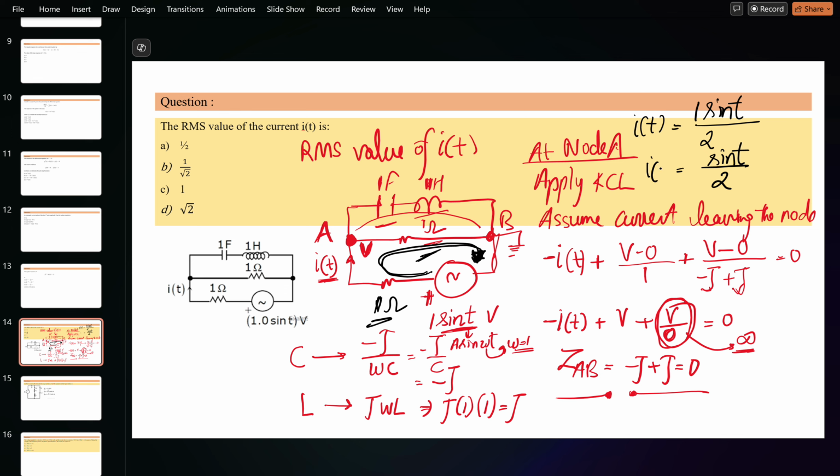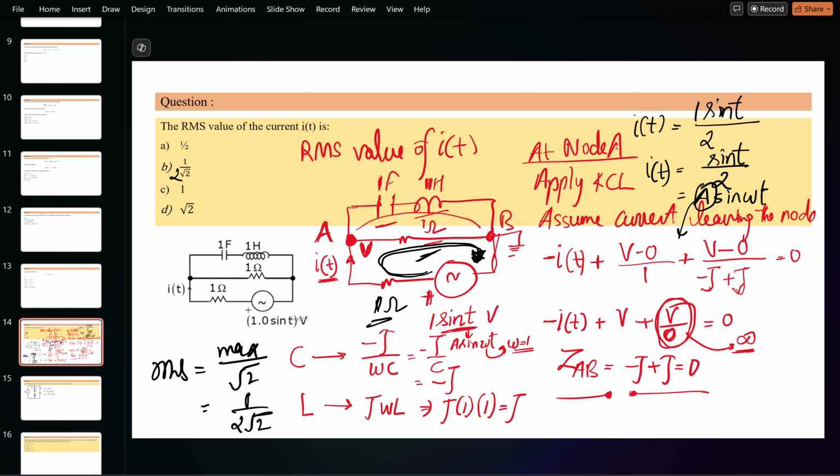But if you see, this is represented in terms of a sine omega t. So A is usually the amplitude. Okay, so the RMS value will be equal to maximum divided by root 2. So the value will become equal to 1 upon 2 divided by root 2. Got the point? So it means that none of the options are correct. Option B can be correct if it is 1 by 2 root 2. Okay. Any doubt?